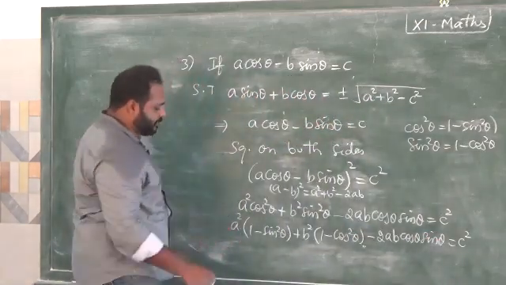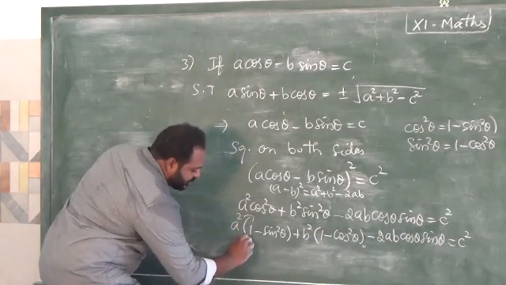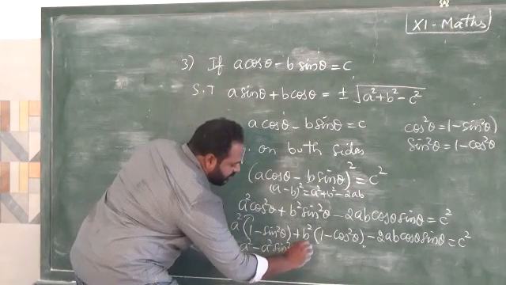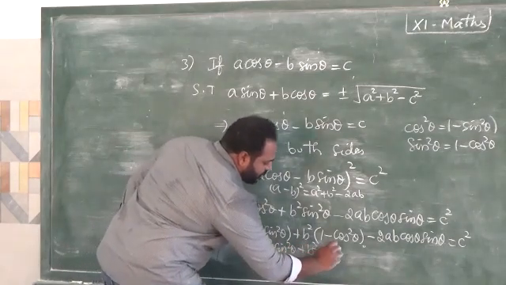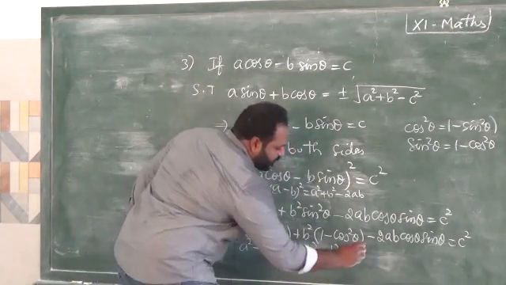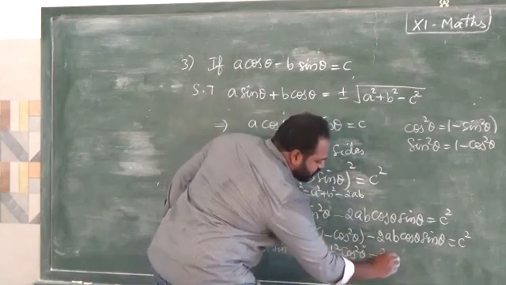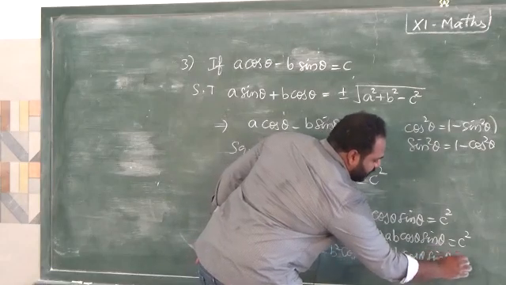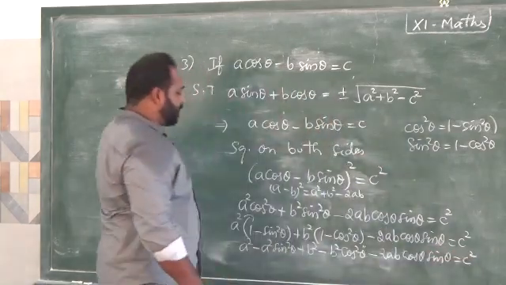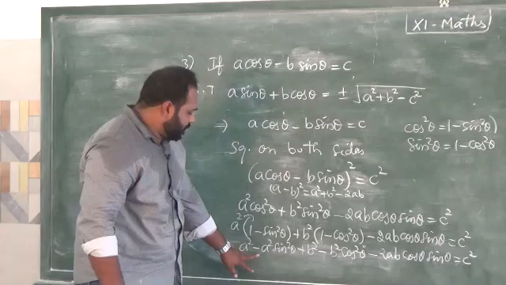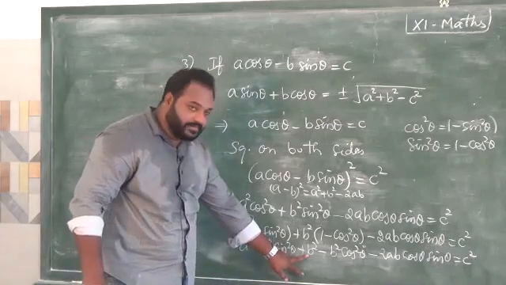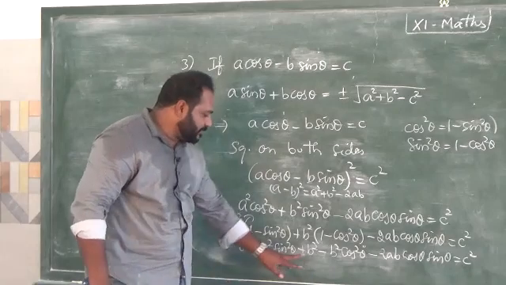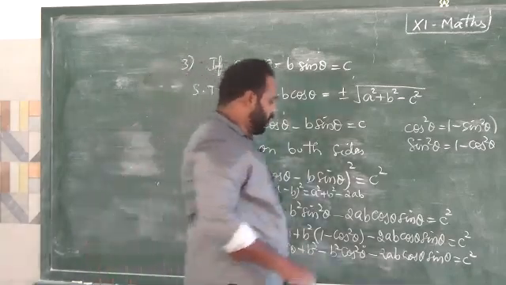So if you multiply the brackets, A square minus A square sin square theta, B square minus B square cos square theta, minus 2AB cos theta sin theta equal to C square. Now look at this step. We have A square separately, B square separately. So what I am going to do, I am going to take this A square and B square alone to the other side. So what will happen?